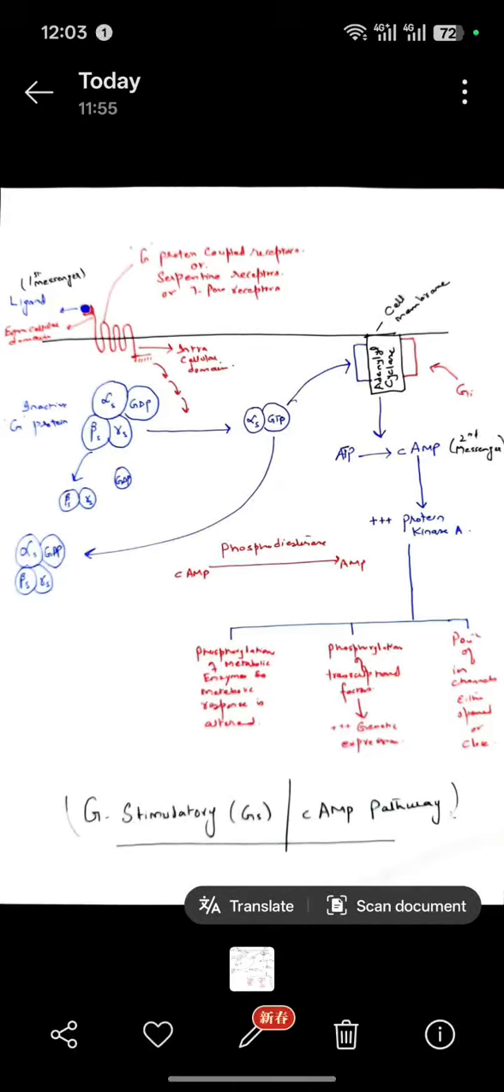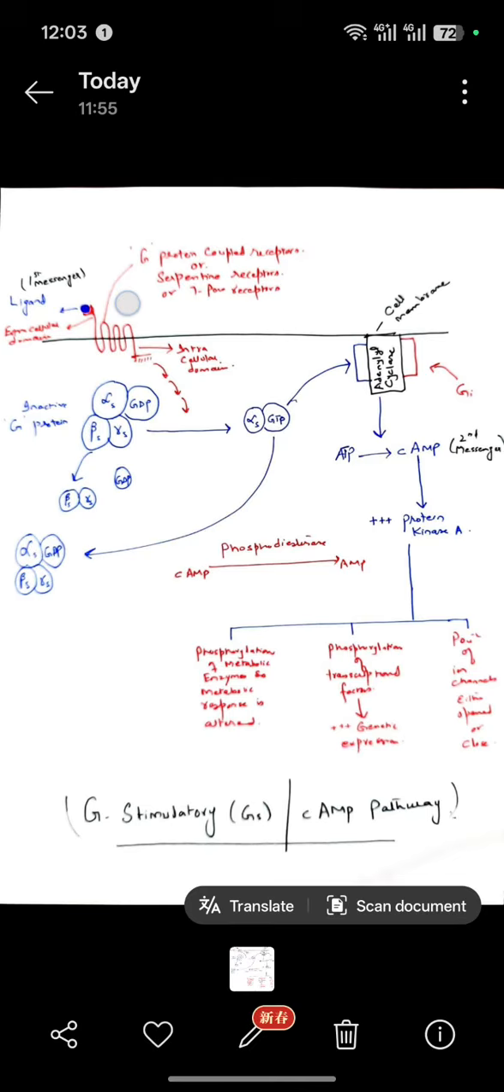This is the cyclic AMP pathway, or G stimulatory pathway. In this pathway, we will study how G stimulatory proteins are activated. G stimulatory receptors are also called serpentine receptors, as they look like a snake, and also called 7-pass receptors or G protein coupled receptors. This receptor crosses the cell membrane 7 times.